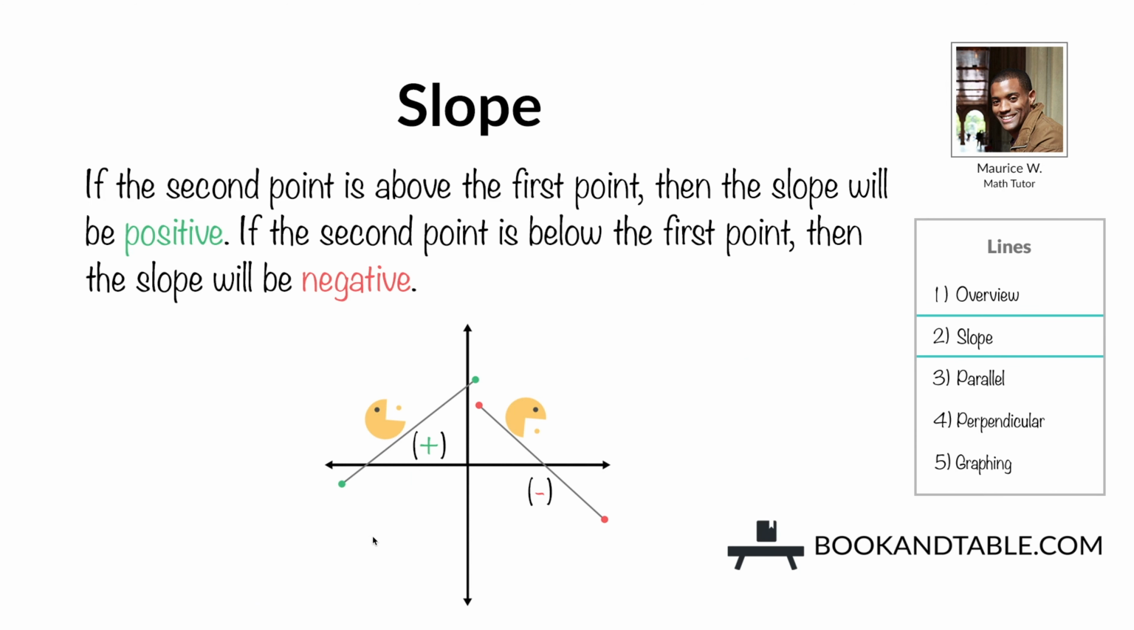If the second point is above the first point, then the slope will be positive. By second point, I mean if you're looking at the coordinate plane from left to right, the second point is the one furthest to the right. So since this point is above the first point here, that's how we know this slope here is positive. If it's going the opposite direction, if the second point is below the first point, then the slope will be negative. Upward sloping positive, downward sloping negative.